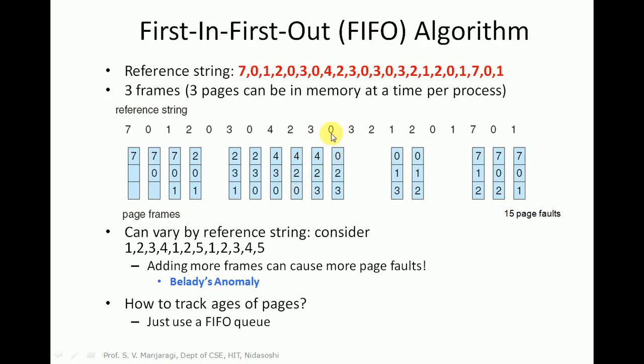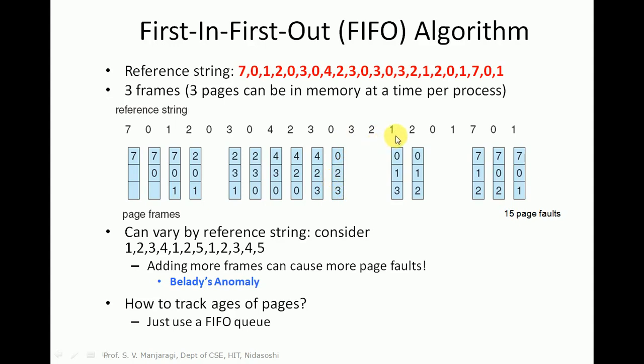The next reference is 0. So 0 is not there. So we need to go for the replacement. Here the older page is 4. 4 is replaced with 0. So now in the memory we got 0, 2, 3. The next reference we make is 3. Here page fault doesn't occur because 3 is already there in the memory. Next we go for 2. There is no page fault because 2 is already there in the memory.